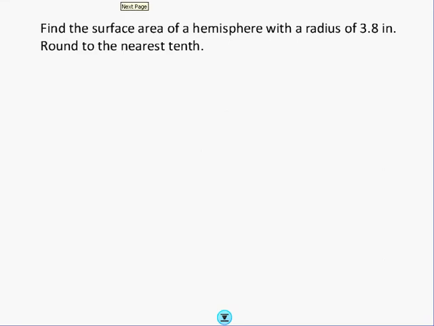Okay, hemisphere. Find the surface area. Oh, it tells us the radius. The total surface area is 3 pi r squared. Again, just plug it into the calculator.